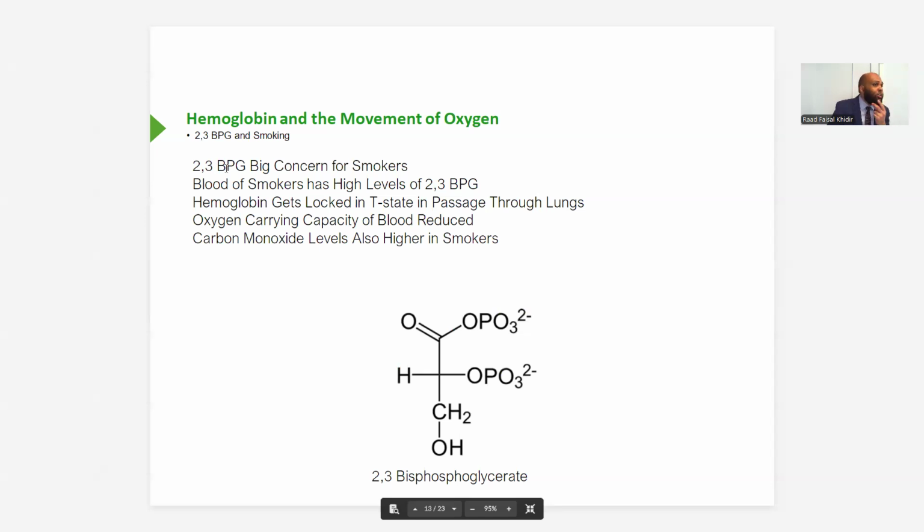So smokers have a lot of 2,3 BPG. So their hemoglobin does not get fully saturated, because 2,3 BPG displaces the oxygen. This slide is really important. I made a couple of questions about it.